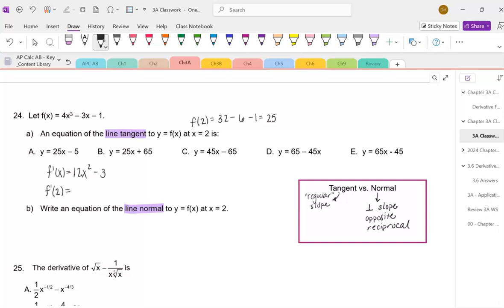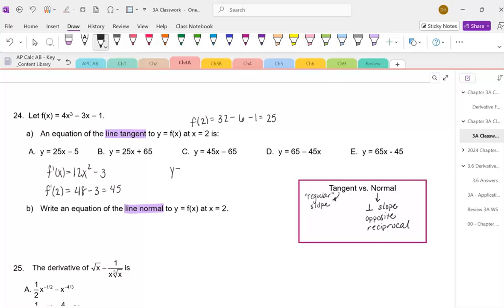So we've got 12 times 4 minus 3, 45. So we know that the slope is 45, which, I mean, at this point, you should know that the answer is going to be C because that's the only one when we have y equals mx plus b. This format, the slope would be 45. So we know that that's going to be our answer.